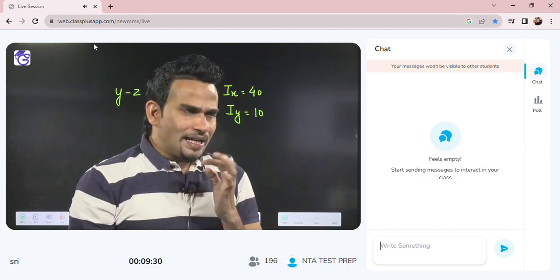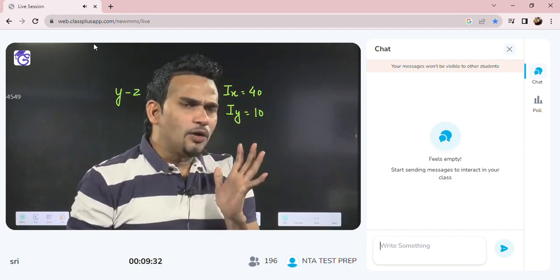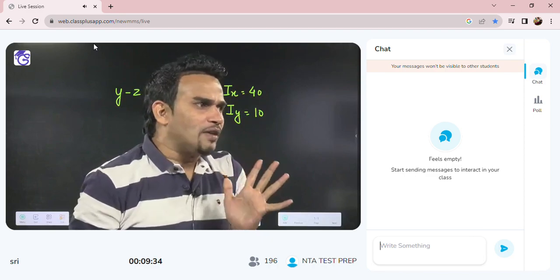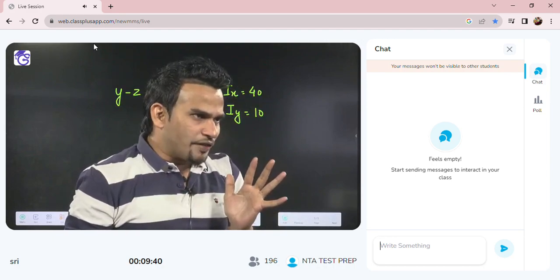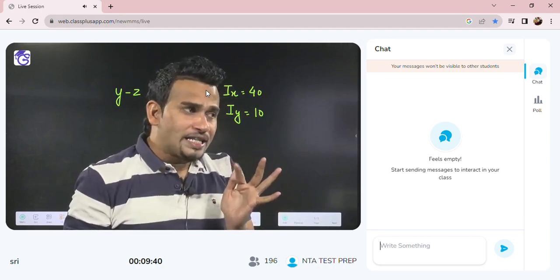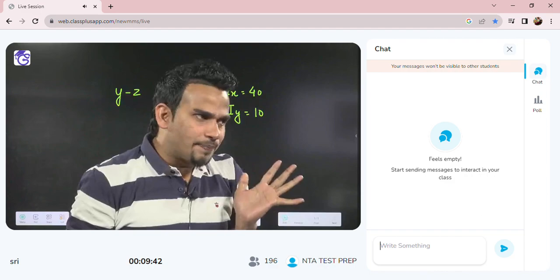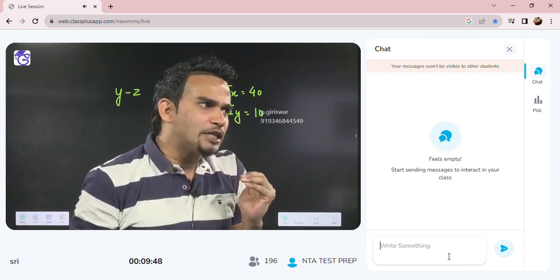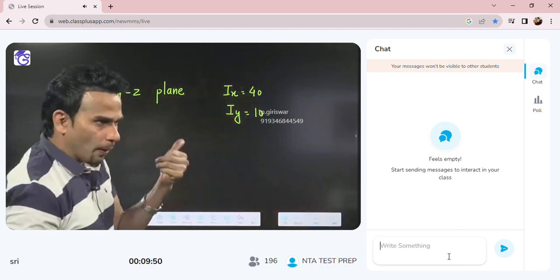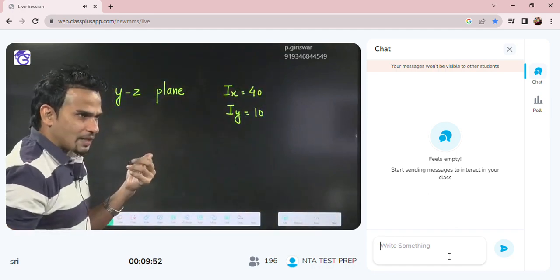So the point is, depending on the plane, our formula will change. Some people are saying 50, that's wrong. You cannot write Iz equal to Ix plus Iy. It is only for the XY plane. You have to always see the plane in which the body has been placed. Everyone is giving the correct answer, only one wrong answer came.